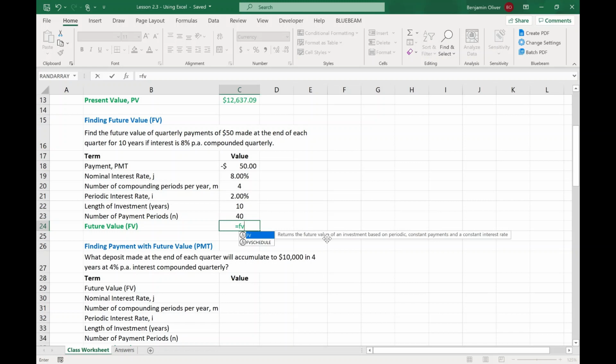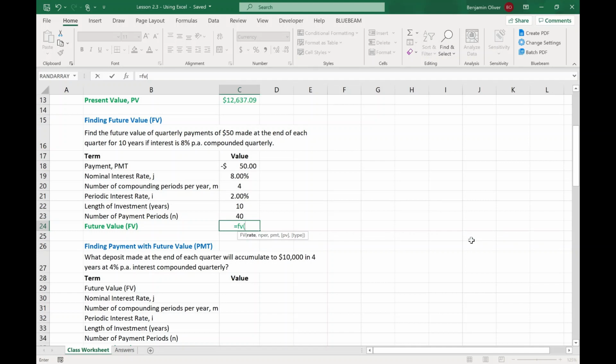It returns the future value of an investment based on periodic constant payments and a constant interest rate. That's important. Remember, anytime the payments changed or the interest rate changed when we talked about compound interest, it was a different calculation we had to do. It basically broke our calculation up each time.